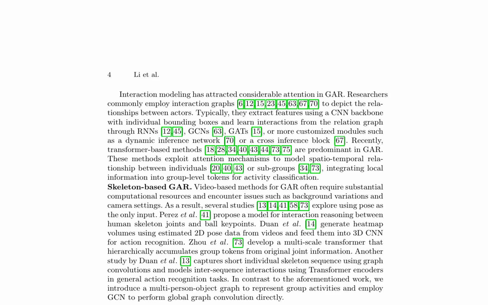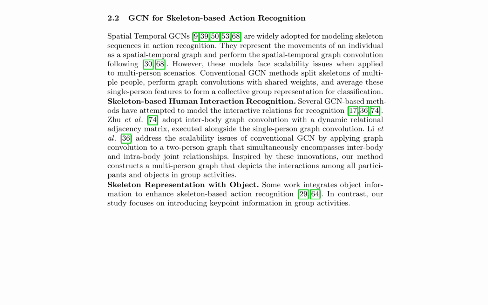Conventional GCN methods, however, have limitations in capturing complex interactions. They often fail to consider interbody and intrabody joint relationships, which are essential for accurate group activity recognition. To address these limitations, a novel approach constructs a multi-person graph that incorporates both interbody and intrabody joint relationships.